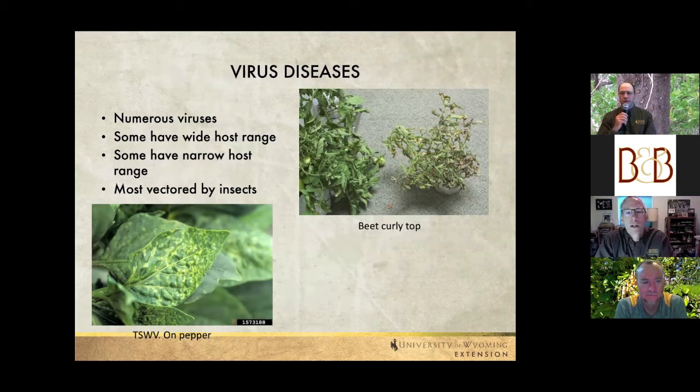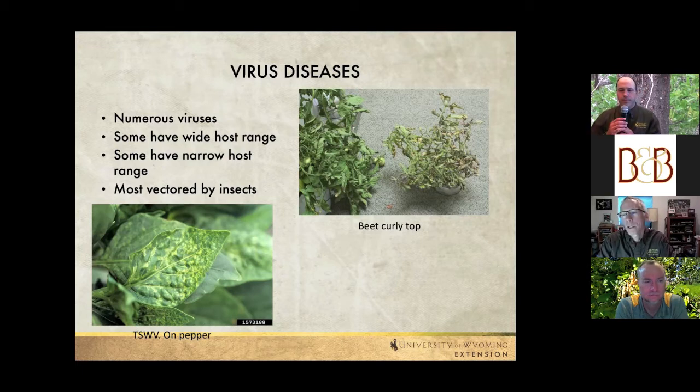Almost all our virus problems, since these are tiny, are basically pieces of genetic code. They're either RNA or DNA encapsulated in a protein coat. They're very simple. They're not living from that strict standpoint. And so they require some kind of vector to move them into the plant, and it's typically an insect.